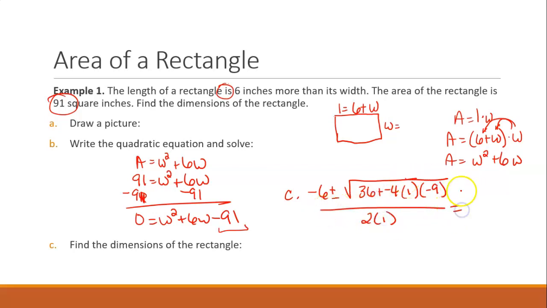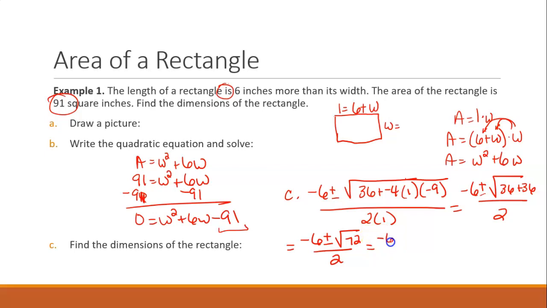We always simplify what's inside the square root first. So this becomes 36, and then negative 4 times 1 times negative 91 is positive 364, all over 2. And then this is negative 6 plus or minus the square root of 400 all over 2. This would not have been factorable anyway because 72 is not a perfect square. So we're going to do the square root of 72.